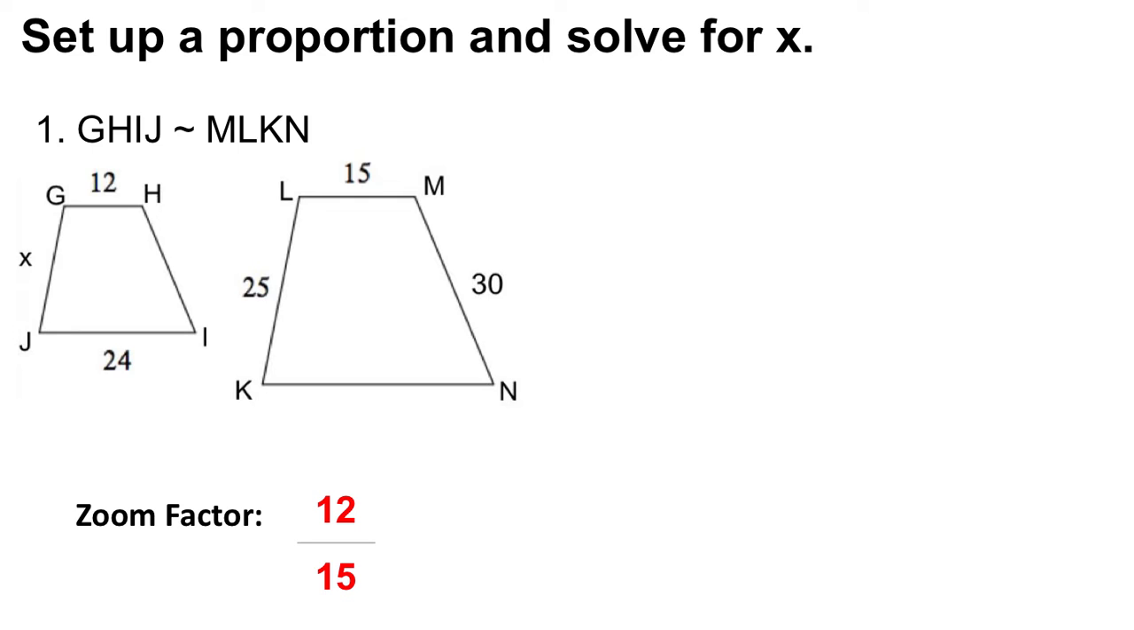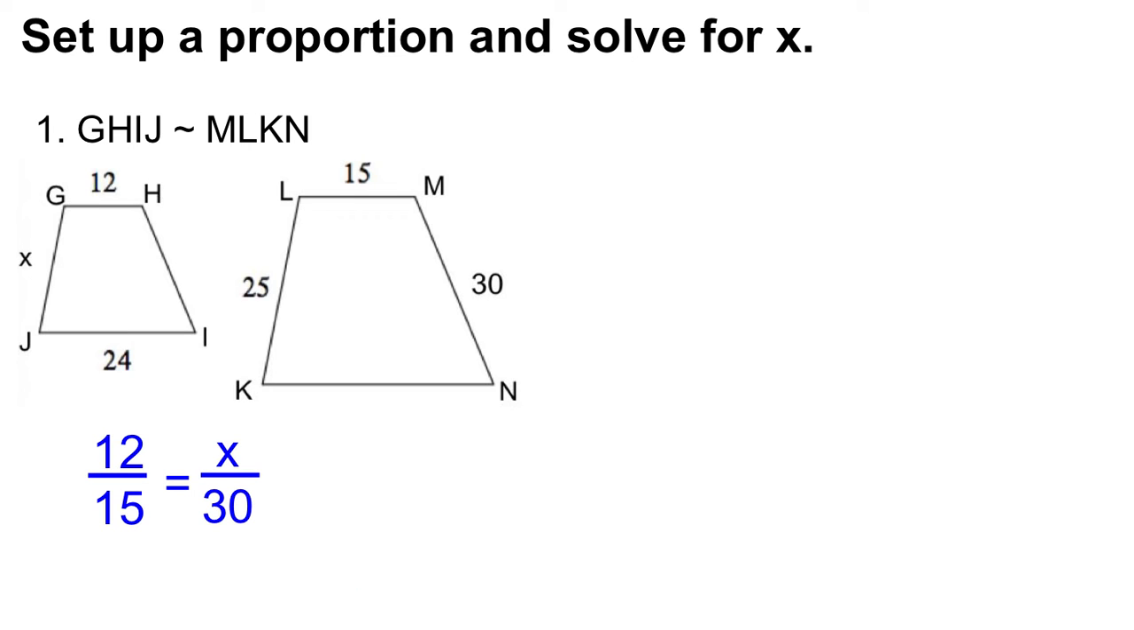First thing I want to mention is that here I have the zoom factor as 12/15. It's very possible that you decided to do 15/12 instead. The key thing for you to see here is that the 12 and the 15 are the sides that go together. And then you're going to use that same ratio when you set up your proportion. Since I decided to use 12/15, the rest of my proportion was x/30.